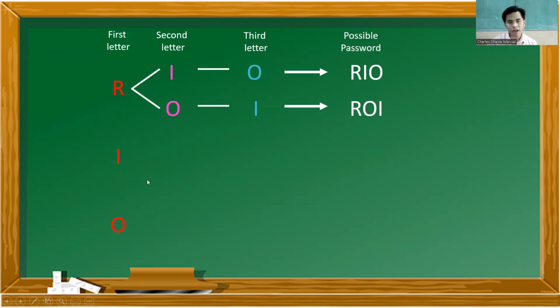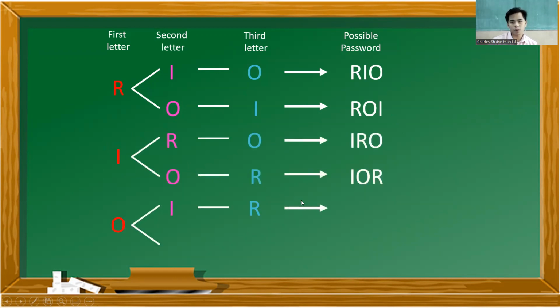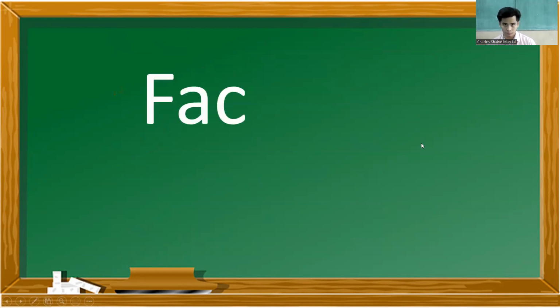And for the first letter I naman, we can use the second letter R-O, for third letter O-R, and ito yung mga possible arrangement na pwede nating magamit, which are IRO, IOR, OIR, and ORI. So that's the idea of the permutations, okay? The arrangement of an object.